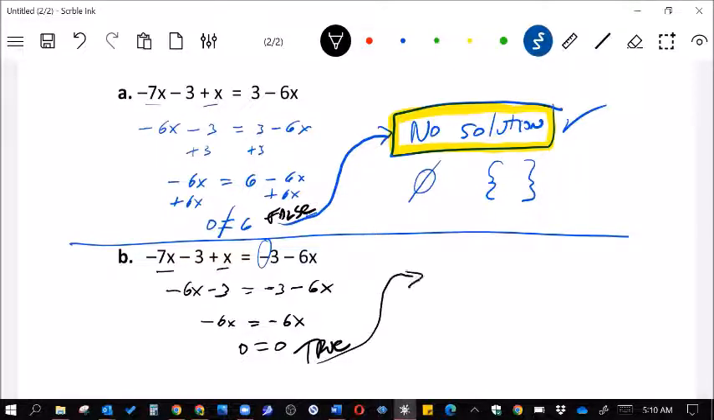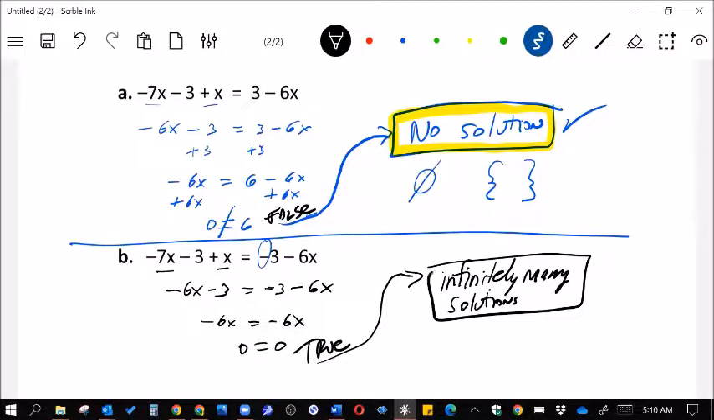But if it's true, that means all possible numbers work. And this is where you say infinitely many solutions, which is the best answer, or infinite solutions could be accepted. Or you say all real numbers, or there's a symbol used for all real numbers. So all numbers that exist.